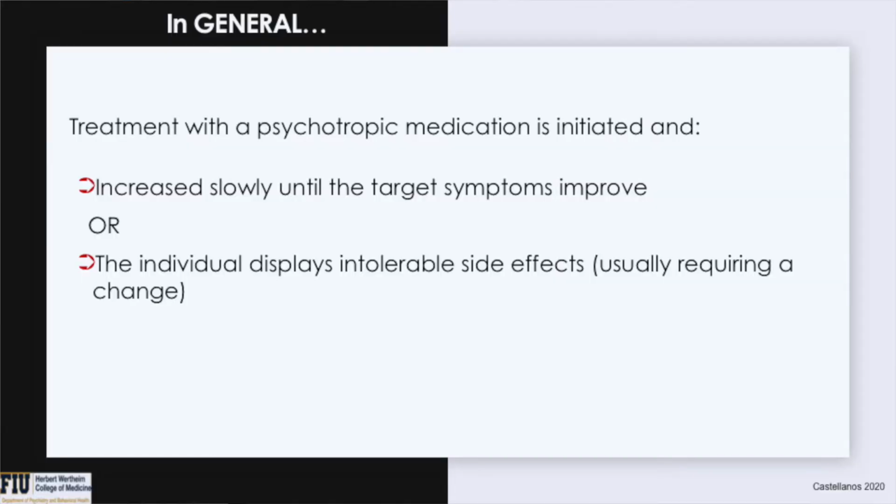So in general, what do we do? We initiate a dose. We titrate upwards until our target symptoms improve. That means as a consequence of your initial assessment or your ongoing assessment, you've identified what those target symptoms are that you believe the medication is going to help with.